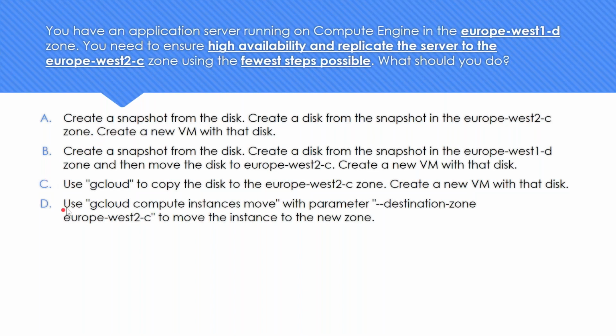The next part: use instance move with a parameter like destination zone to move the instance to the new zone. Can anybody comment on this, folks? Option D, any reason to rule it out or any reason to consider it? We had done move, I remember it. Maybe I did not go into so much detail on other things, so that's the reason I showed you a small demonstration. Any reason why D should be considered or discarded? What's going to happen if you use it? Any thoughts, folks? Disk is limited to zone.